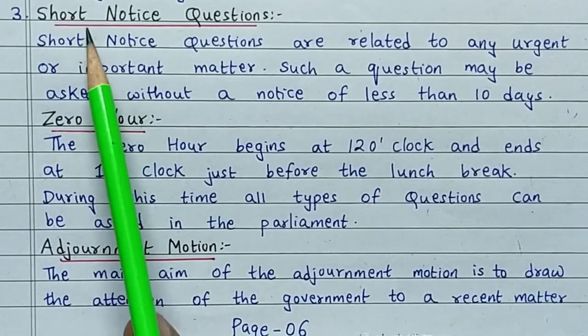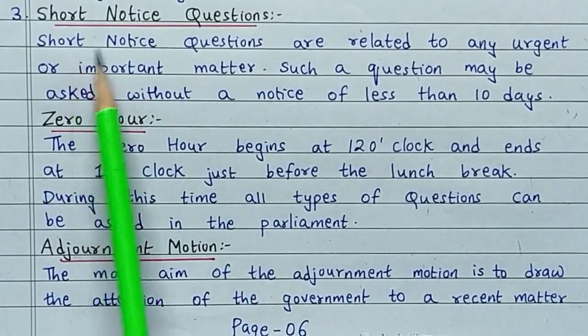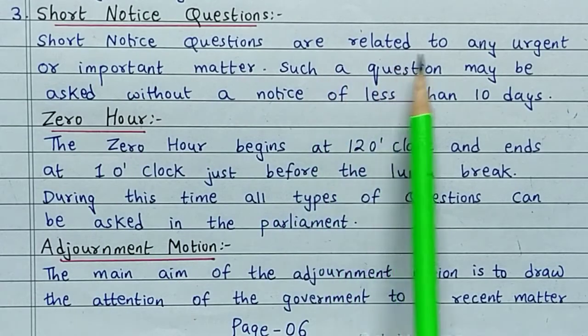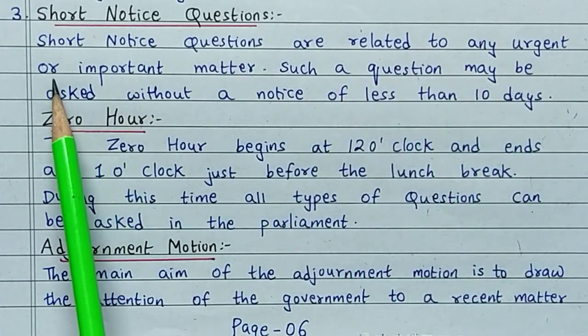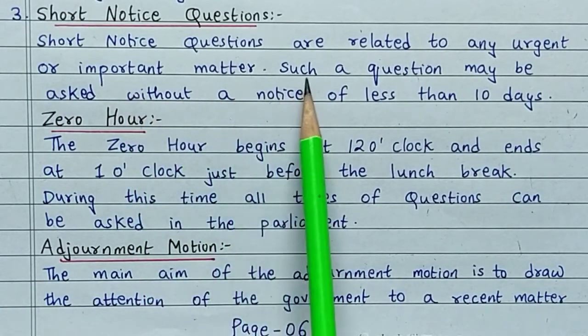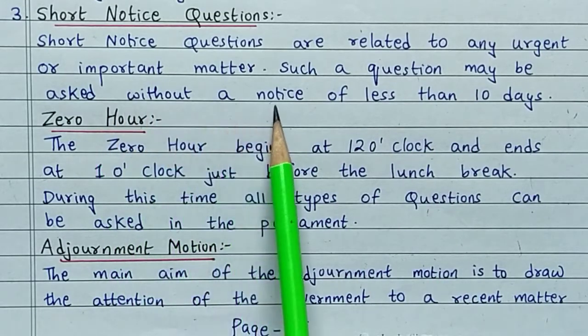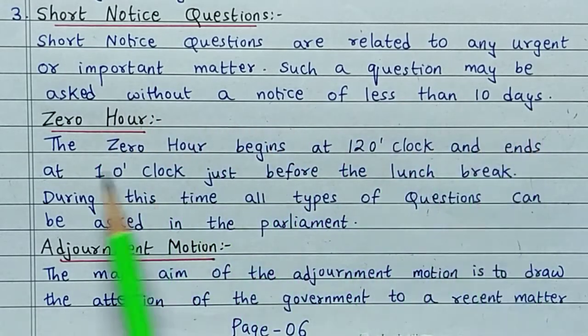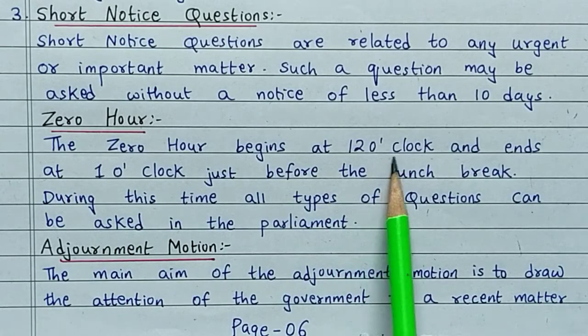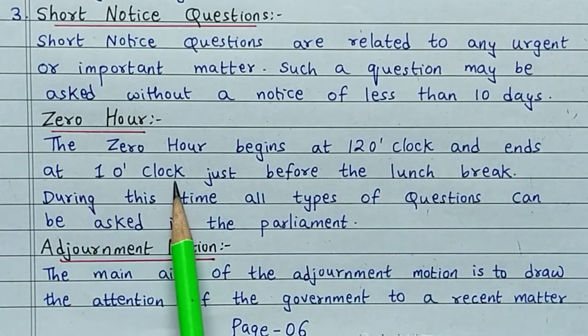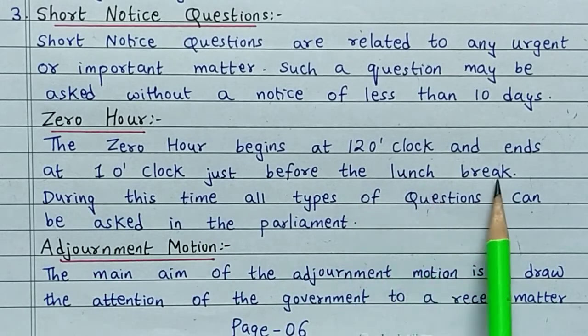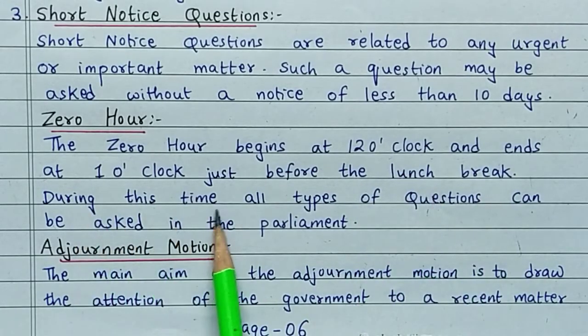Number 3, short notice questions. Short notice questions are related to any urgent or important matter. Such a question may be asked with a notice of less than 10 days. Zero hour. The zero hour begins at 12 o'clock and ends at 1 o'clock, just before the lunch break. During this time, all types of questions can be asked in the Parliament.